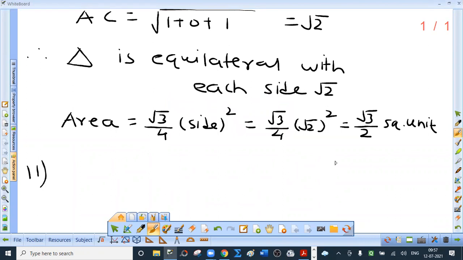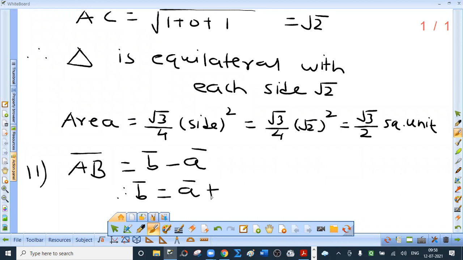11th, AB bar is 2i cap minus 4j cap plus 7k cap and the initial point A is 1, 5, 0. Find the terminal point B. See what is AB bar? AB bar is nothing but B bar minus A bar. So what is B bar? A bar plus AB bar. Now A bar, I am writing directly. What are the coordinates of A? 1, 5, 0. So it is i cap plus 5j cap plus 0k cap, plus AB bar. What is AB bar? It is given to be 2i minus 4j plus 7k.